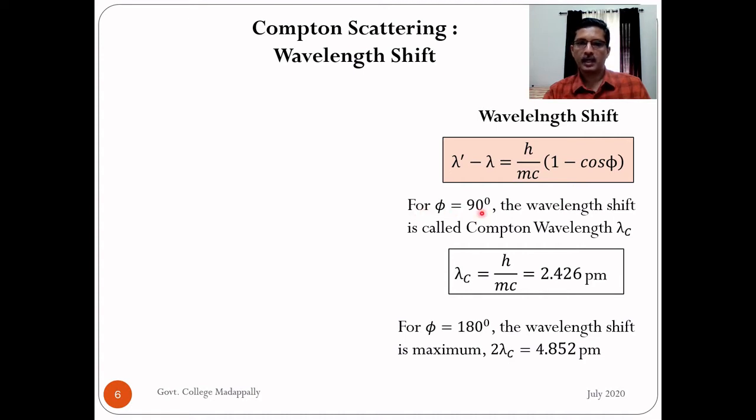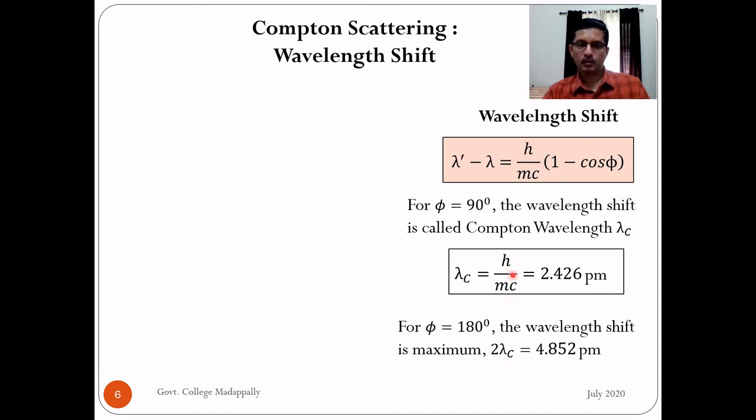For phi equal to 90 degrees, the wavelength shift is called the Compton wavelength, lambda c. Phi equal to 90 degrees means cos 90 is 0. So what is lambda prime minus lambda? It is h by mc. This value is called the Compton wavelength lambda c. Now if you numerically calculate this value, we get 2.426 picometer.